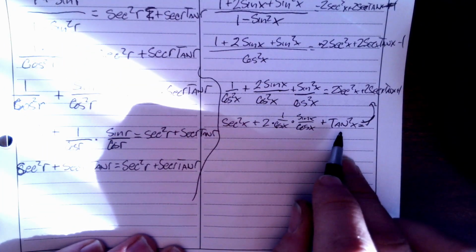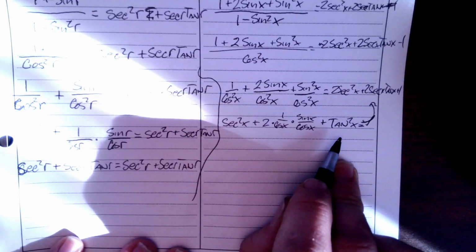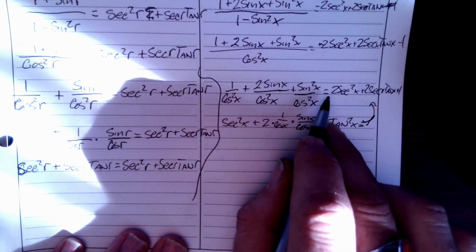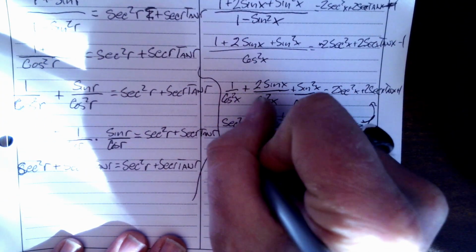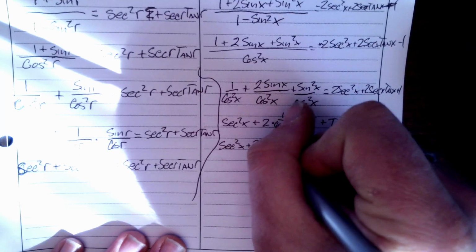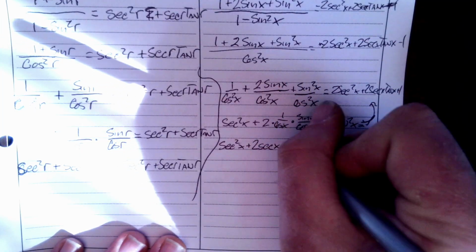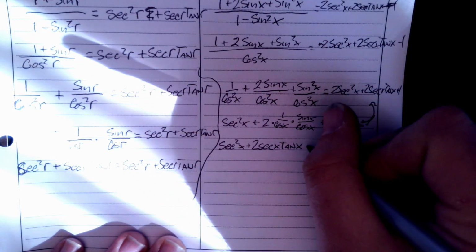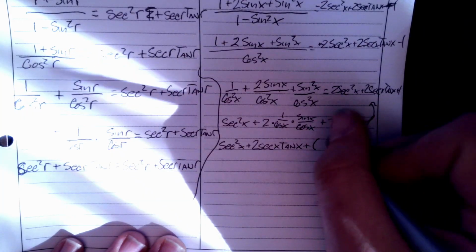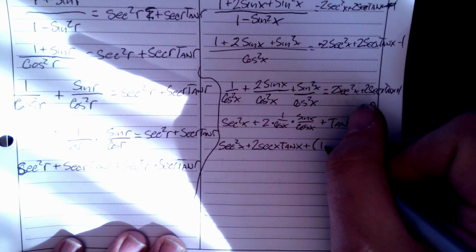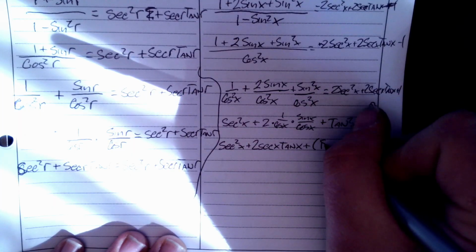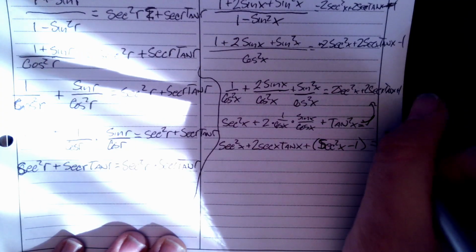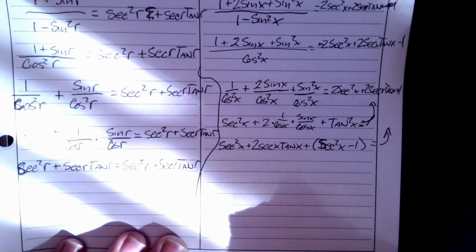So we'll clean this up a little bit. I turned this into a tangent squared because a tangent squared could be another secant squared minus 1, and we need the minus 1, and we need another secant squared. So the secant squared of x plus 2 times the secant from the 1 over cosine times the tangent from the sine over cosine plus, and this tangent squared becomes secant squared minus 1. Sorry, I had to look at the rule. And that equals all the stuff that it was supposed to be above.